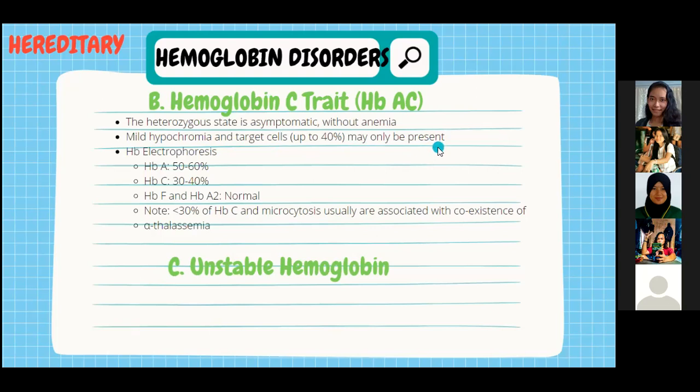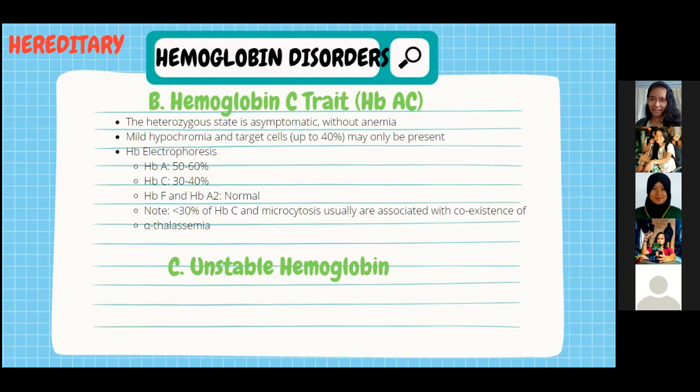And also, we have here the hemoglobin electrophoresis, where HbA is 50 to 60%. For HbC, we have 30 to 40%. HbF and HbA2 are normal. And we have to take note that less than 30% of HbC and microcytosis are usually associated with the coexistence of alpha thalassemia.